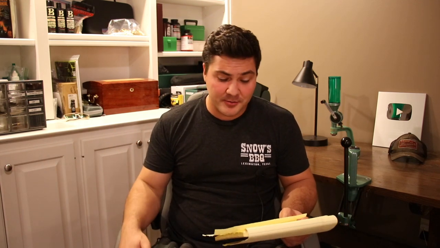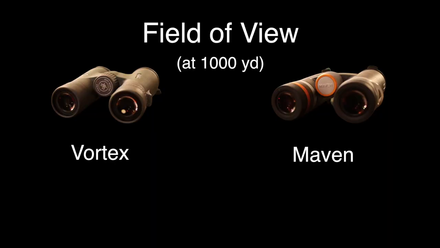Now, field of view. That's how much stuff you can see when you're looking through the binoculars. At 1,000 yards, with the Vortex, you can see 346 feet from one side to the other.